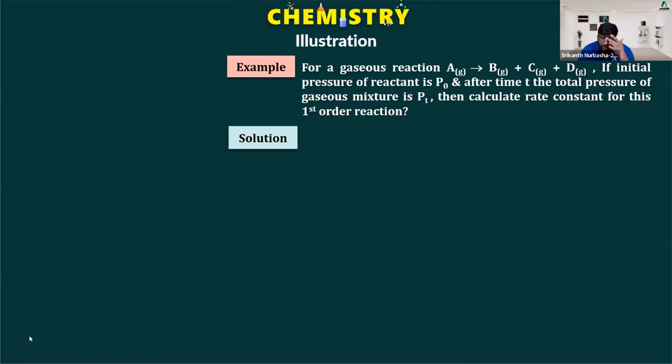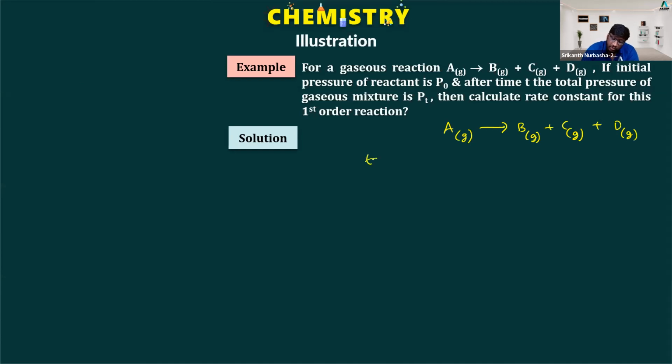Next question. For a gaseous reaction, A gives rise to products, like A gaseous gives rise to B gaseous plus C gaseous plus D gaseous. If the pressure of the reactant is P naught and after time t the total pressure of gaseous mixture is Pt, then calculate the rate constant for the first order reaction. A is a gas converting into B gas plus C gas plus D gas.